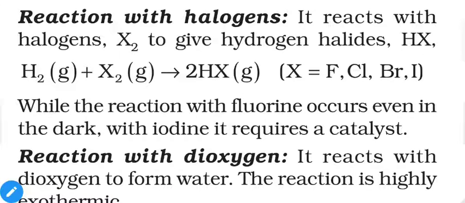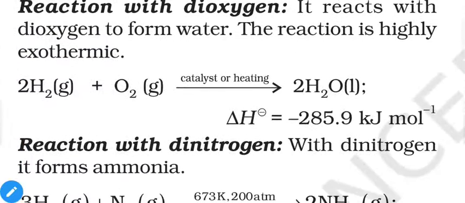Now hydrogen gas with a halogen gives the usual reaction. Hydrogen is more electropositive than halogen, so it releases an electron and the halogen accepts the electron, and it forms hydrogen halide. That means H2 plus X2 produces HX, where HX represents hydrogen halide and X represents halogen atoms.